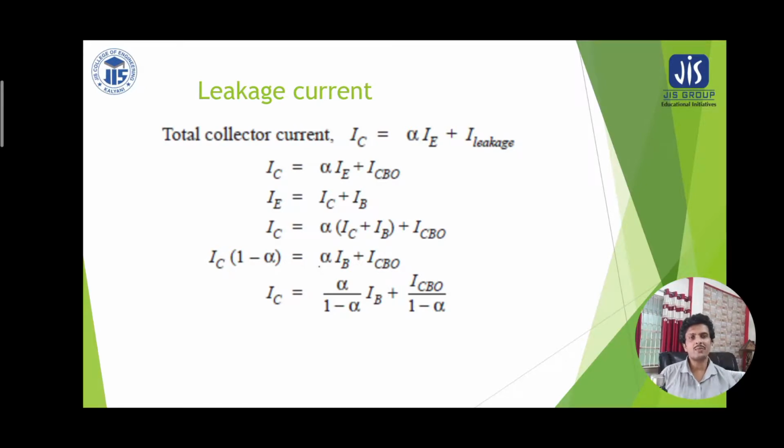Now IE, we know, is the summation of the collector current and base current, and the collector current can be written as alpha times IC plus IB plus ICBO, because we have replaced the emitter current by the summation of collector and base current. We are getting IC equal to alpha by 1 minus alpha into IB plus ICBO by 1 minus alpha. This equation can be further simplified in terms of beta, because beta is equal to alpha by 1 minus alpha, so we can write IC equal to beta IB, and since beta plus 1 is equal to 1 by 1 minus alpha, we can write ICBO multiplied by beta plus 1. So that is another representation in terms of beta.